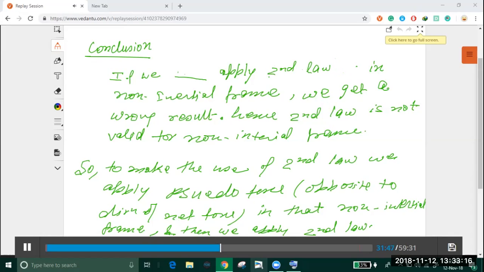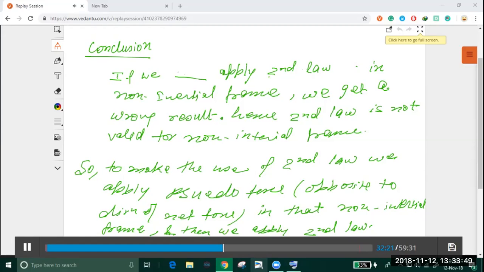See, it is not always the case that with respect to a non-inertial frame, the body will appear at rest. It may sometimes happen that, for example, when you are moving in a bus, you are observing some man who is still moving inside the bus. The bus is accelerating, the man is also moving. So here that man is not at rest. Clear? Yes. So you will apply the pseudo force, and after that you will apply the second law.